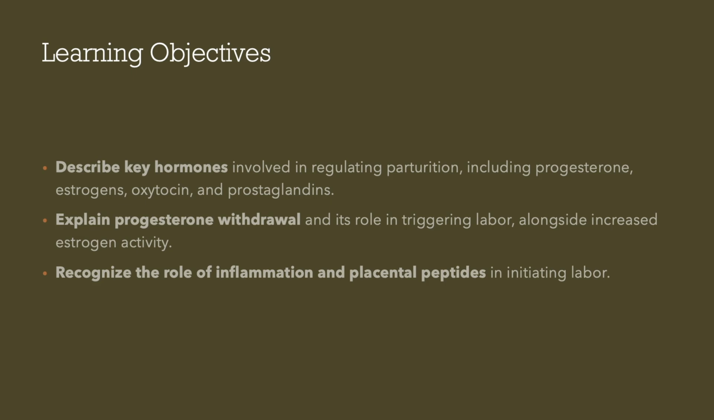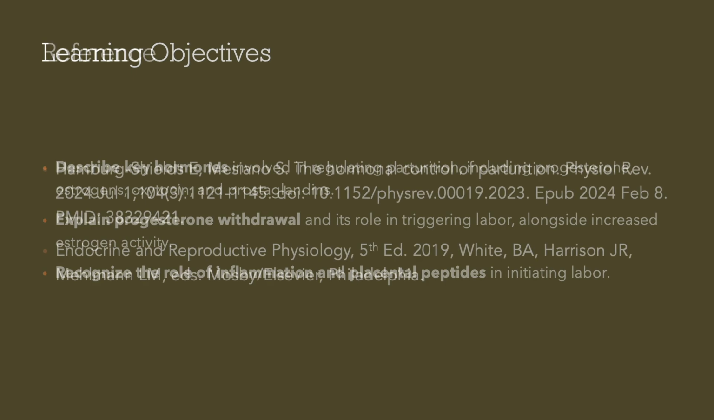So that's it, everybody. That was kind of a quick review, but I think we did touch on these 3 learning objectives to describe the key hormones involved in regulating parturition, including progesterone, estrogens, oxytocin, and prostaglandins. We explained the progesterone withdrawal and its role in triggering labor alongside increased estrogen activity. And last but not least, we recognized the role of inflammation and placental peptides, such as CRH, in initiating labor.